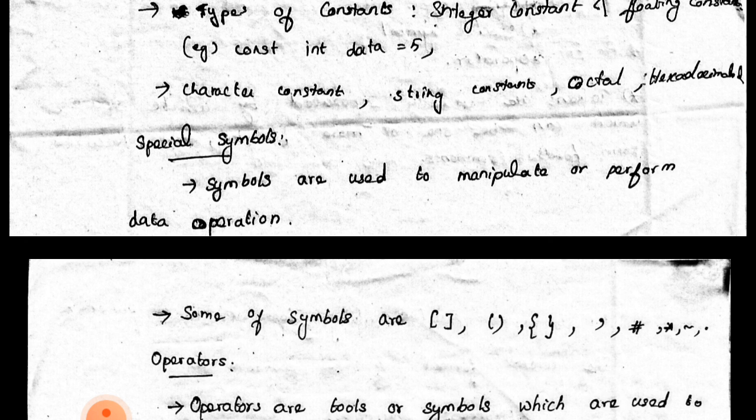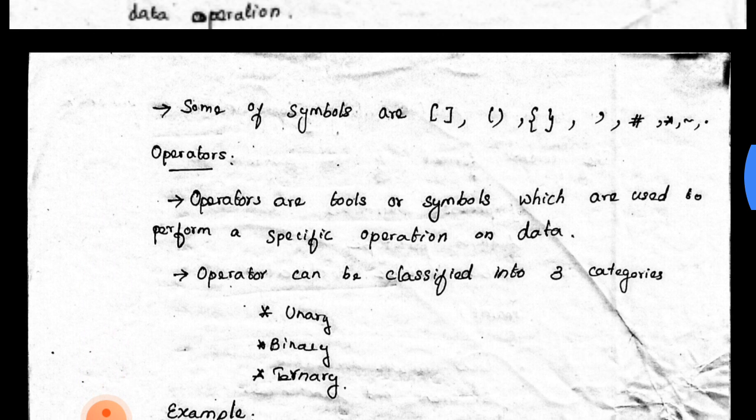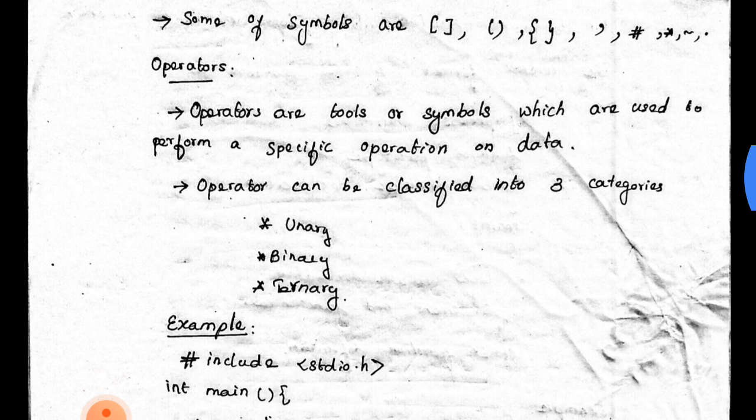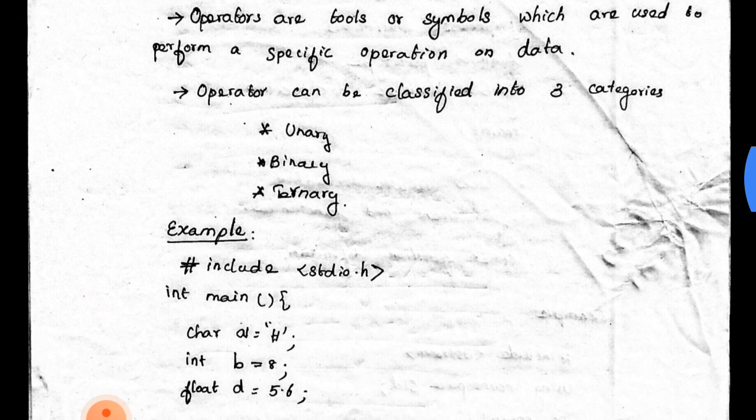Special symbols. Special symbols are some symbols used for data operation in a program. Some symbols are bracket, star, quotation. These are all the symbols. Operators are symbols used to perform some specific operation in a program, such as addition, subtraction. Operators are divided into three categories: unary, binary, ternary.